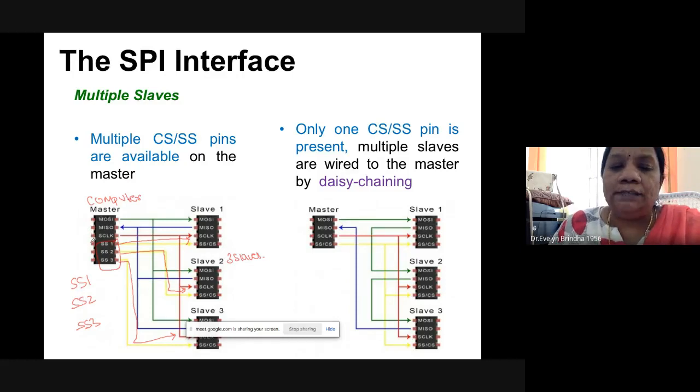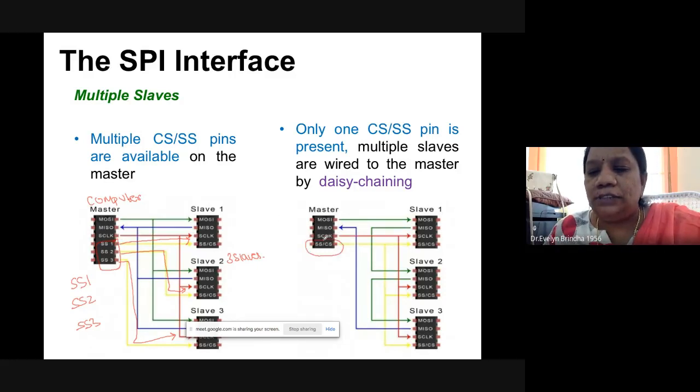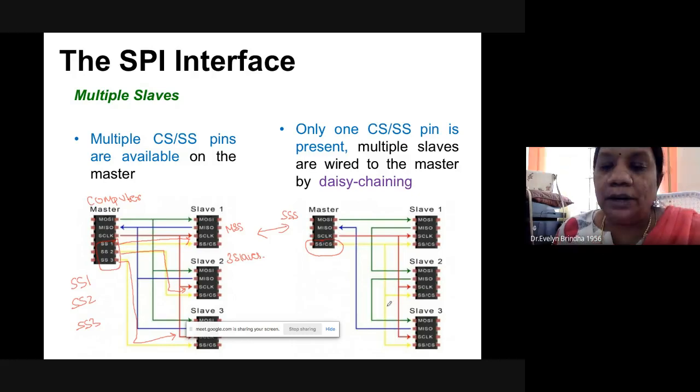Not all SPIs will have multiple SS pins. Some SPIs will have only a single SS pin. Can you see the difference between this and this? Here there are multiple SS pins. Here there is a single SS pin. In case you have a single SS pin, then also you can connect multiple slaves. But how do you connect this? You connect it using the daisy chain method, which means first this slave will be connected.